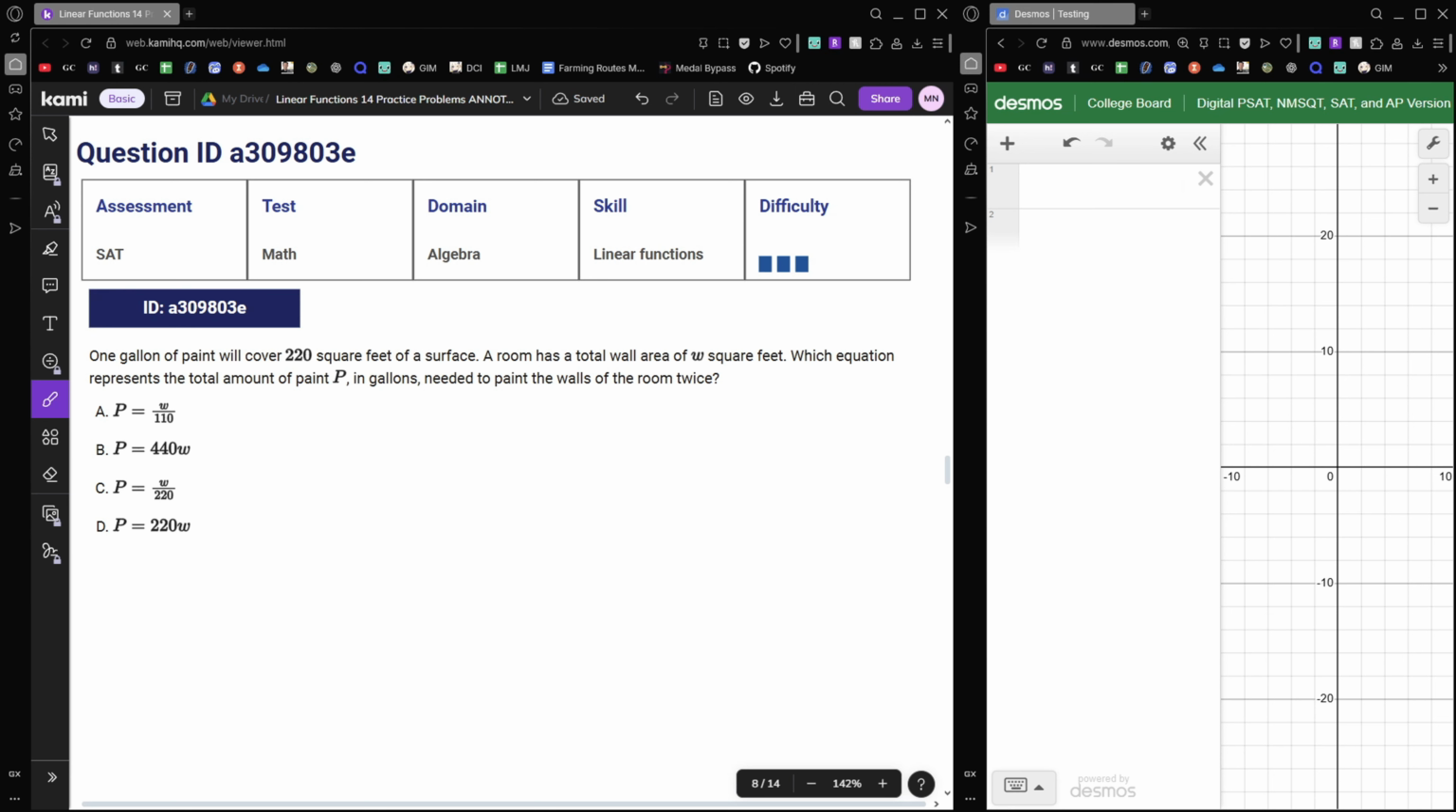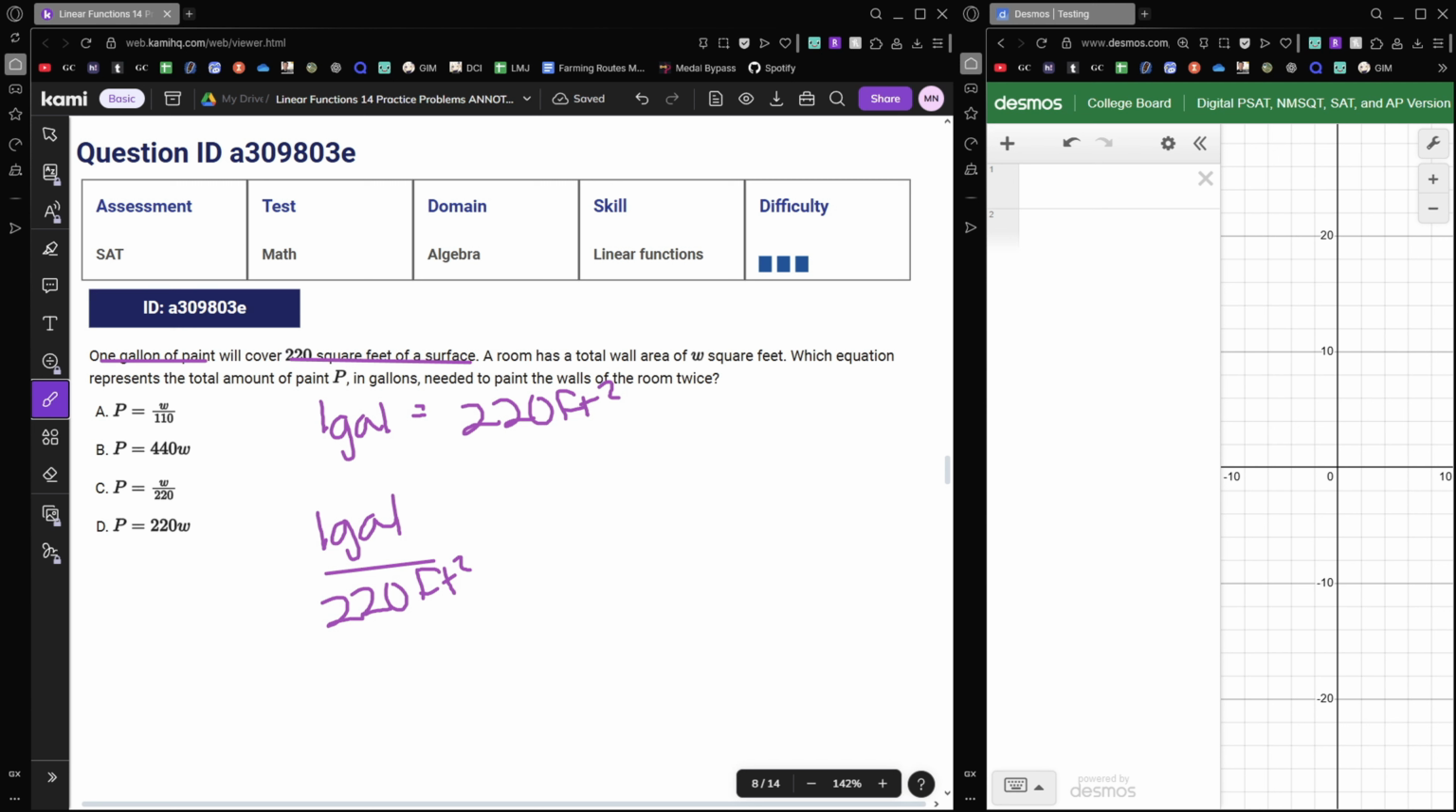Question number 8. 1 gallon of paint will cover 220 square feet of a surface. A room has a total wall area of W square feet. Which equation represents the total amount of paint, P, in gallons needed to paint the walls of the room twice? So here they tell us that 1 gallon of paint will cover 220 square feet of a surface. So 1 gallon is equal to 220 square feet, or we could also write it as a ratio, 1 gallon for every 220 square feet.